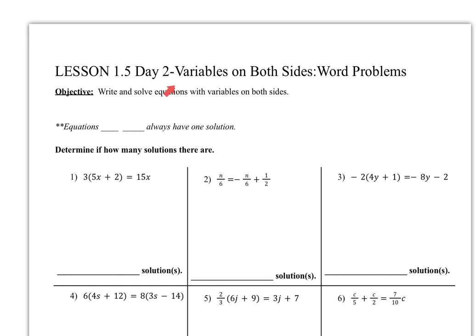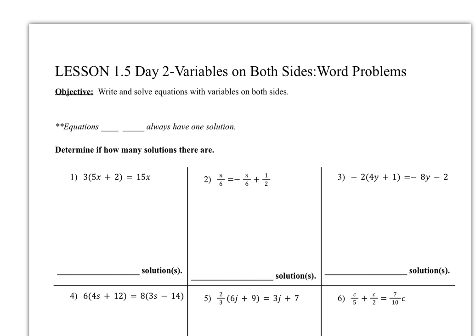Lesson 1.5 day 2 is all about variables on both sides again, and we're going to focus a little bit more on some word problems. We're going to talk about different amounts of solutions as well. So the objective is still the same as yesterday: write and solve equations with variables on both sides. And at the top right here, it says equations, and then it has blank, blank, always have one solution.